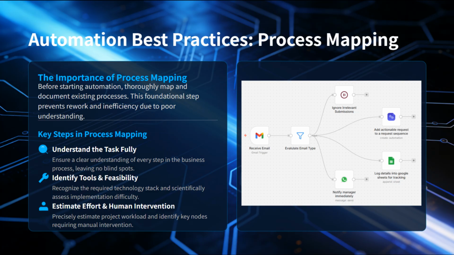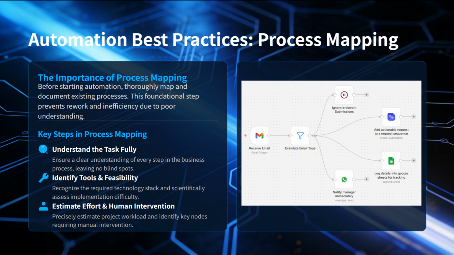Now, the most important rule for automation success: you must not skip this step: process mapping. Before you open N8N and start building, write down and map out your current manual process, step by step. This is your foundation. It stops you from redoing work or making inefficient workflows because you didn't understand the process first. Process mapping has 3 simple steps. Know the task completely. Understand every single step of the work you want to automate. No missing steps. No "I'll figure it out later."